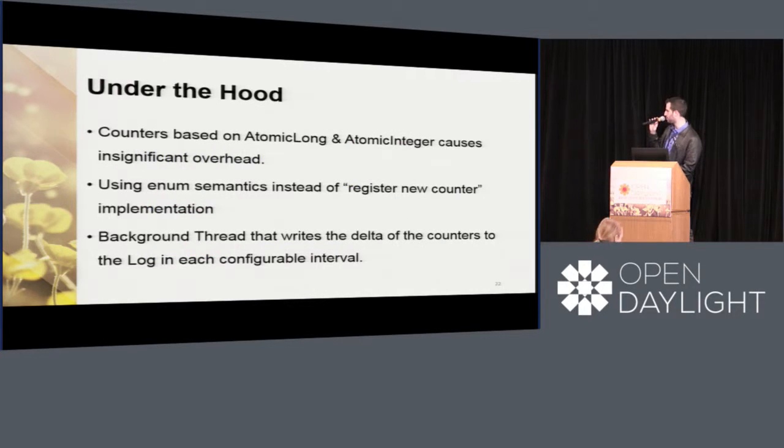So just under the hood, in 3 bullets, we based the solution on Java's atomic long and atomic integer. Incrementing these objects causes really insignificant overhead to the system. We're using enum semantics instead of, let's say, some other third parties. If you want to define a new counter, you need to register it or use a config file to register new counters. As you've seen in the first example, we just use an enum. It's really a copy-paste from an existing counter. And we have a background thread that runs in the background and writes the delta of the counters to the log in each interval that you configured.